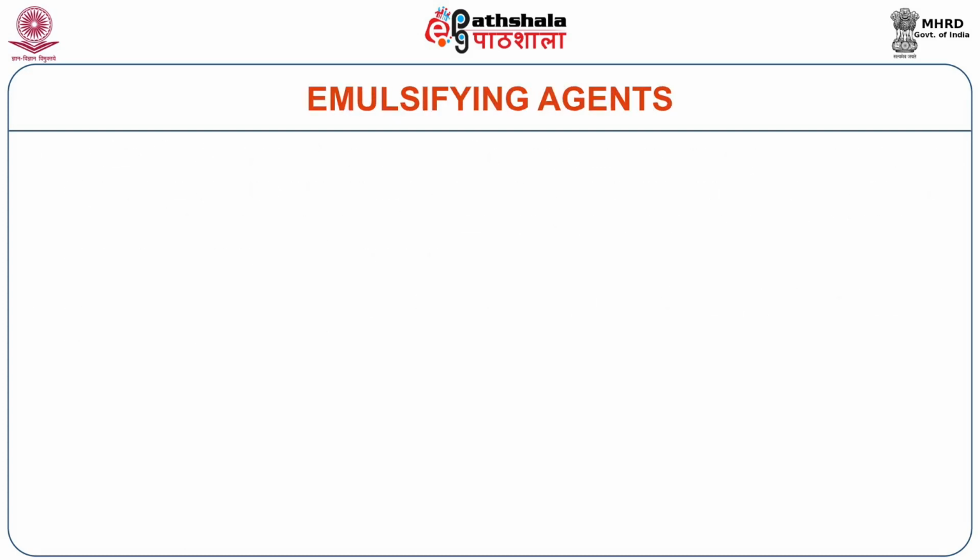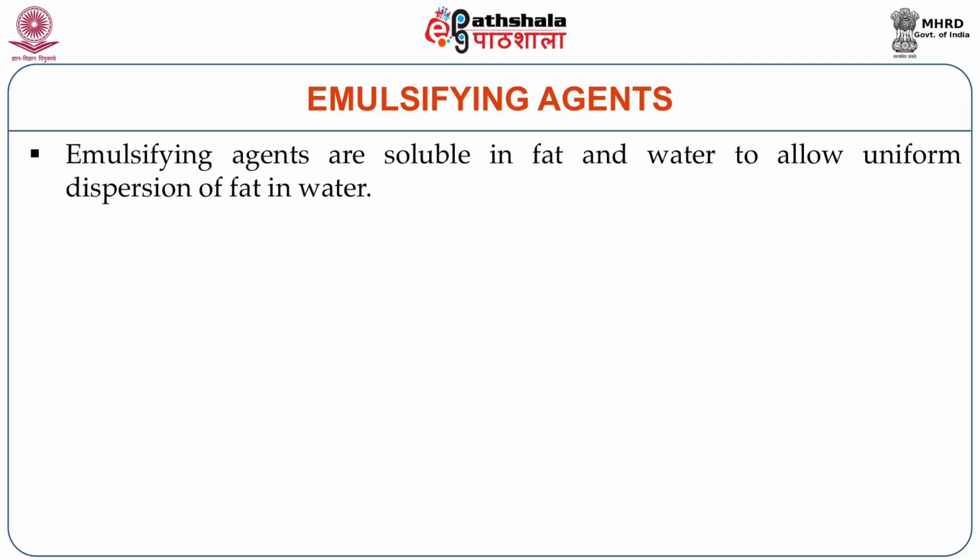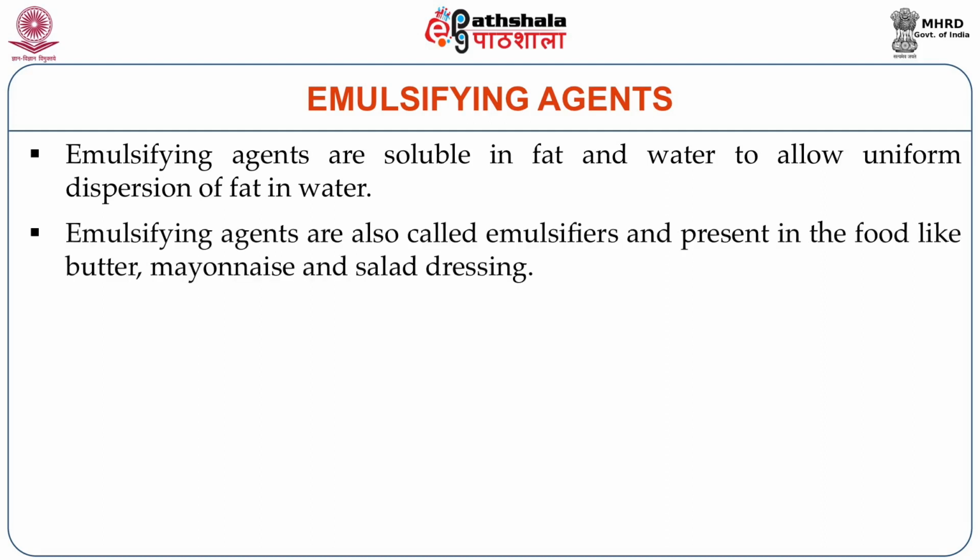Then let us now go to the emulsifying agents. You have these different kinds of emulsifying agents which are soluble in either fat or in water, so that they will uniformly disperse either in fat or in water. Emulsifying agents are also called emulsifiers, and they are present in foods like butter, mayonnaise, salad dressings, etc.